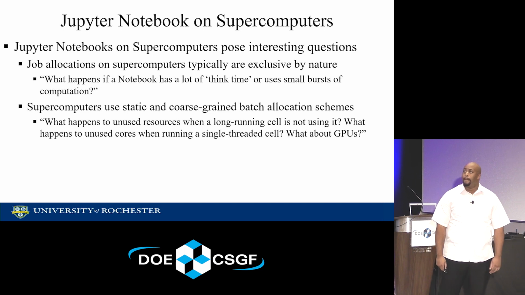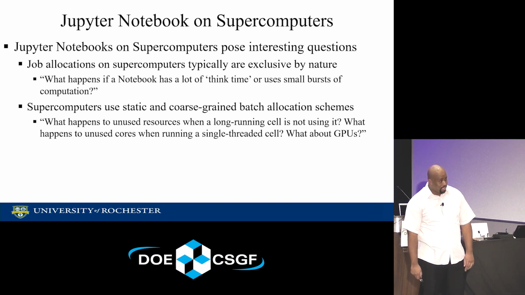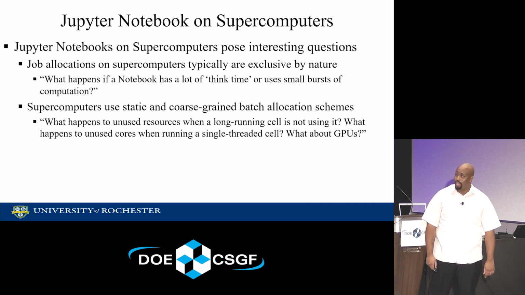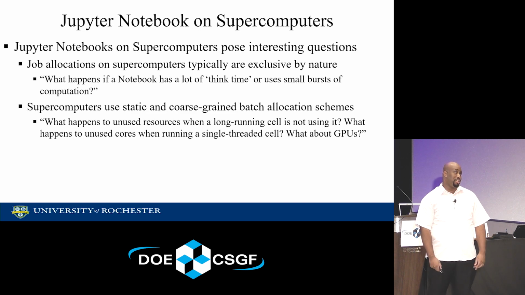Supercomputers also have static and coarse-grained batch allocation schemes. So what happens when you have a long-running cell that's, say, running on a single core? What happens to the cores that aren't being in use? What happens if it allocated a GPU with it and it's not using that for a long time?